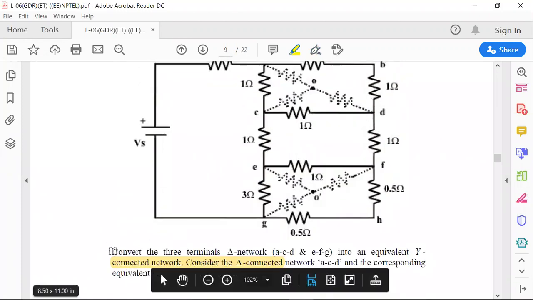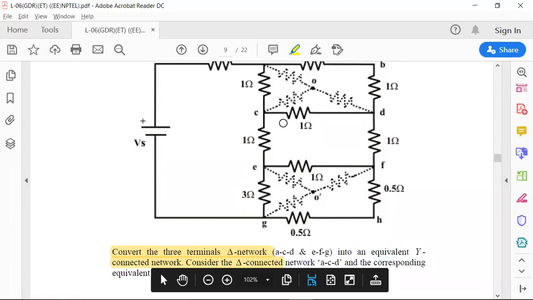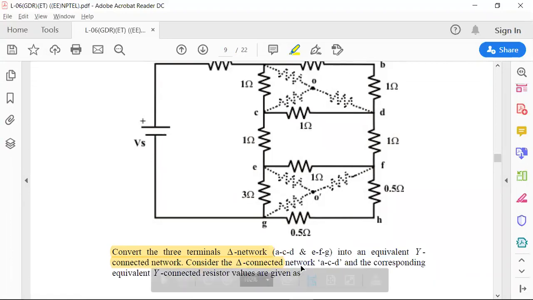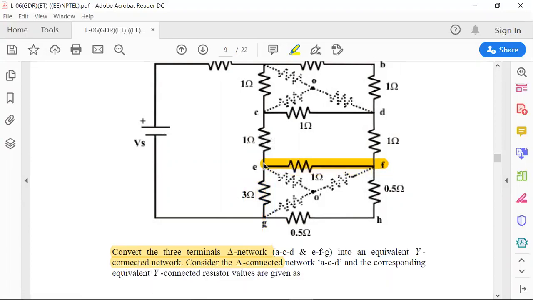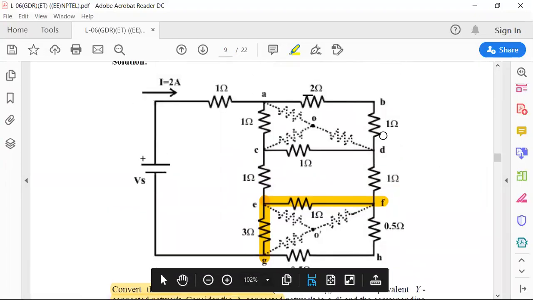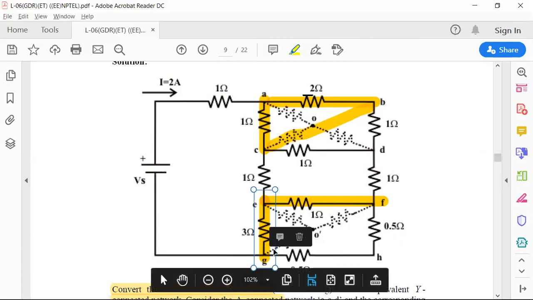Here he has written clearly: convert the three-terminal delta networks. One is ACD, and another one is EFG. So this is one network, and this is one more network. For this network, you are doing the delta conversion, right? So like this.